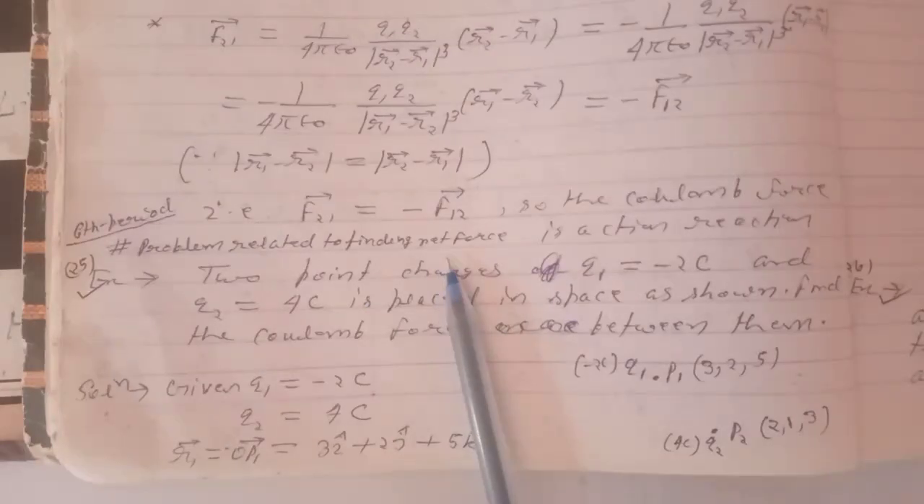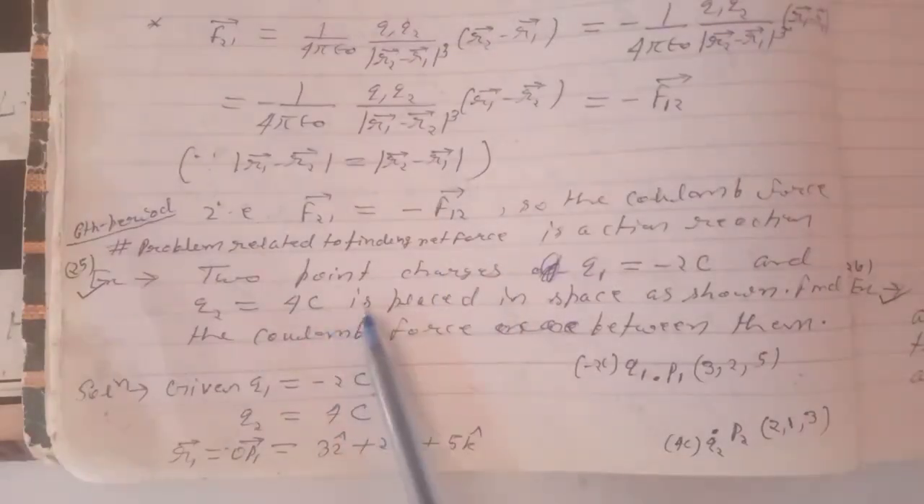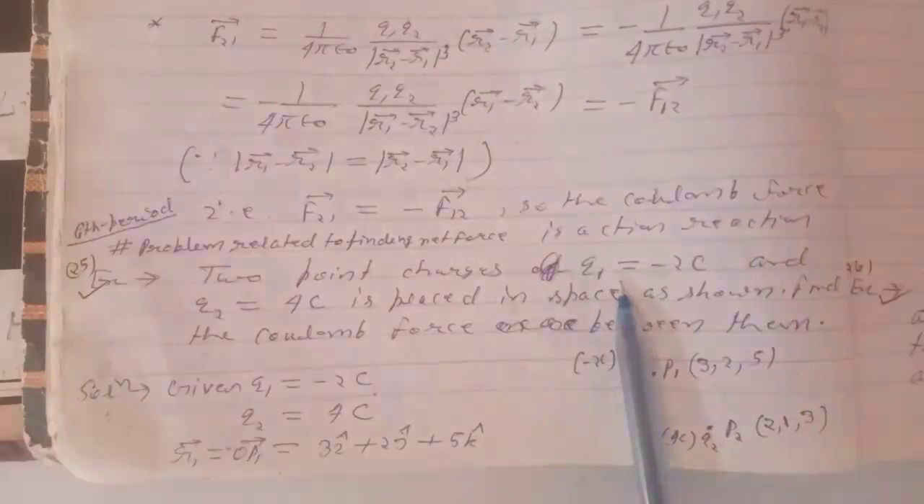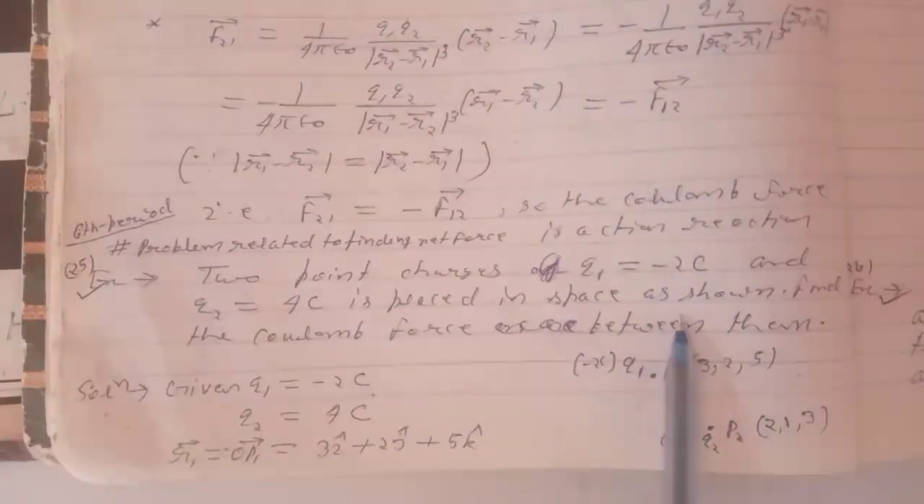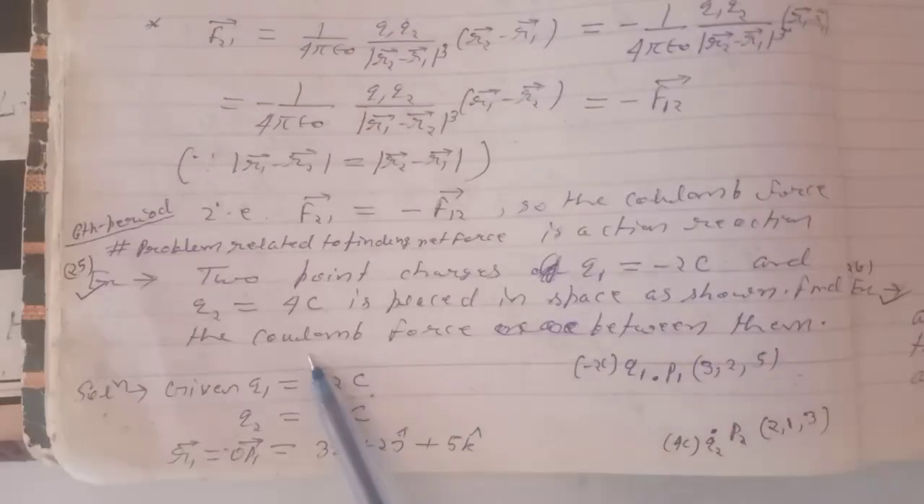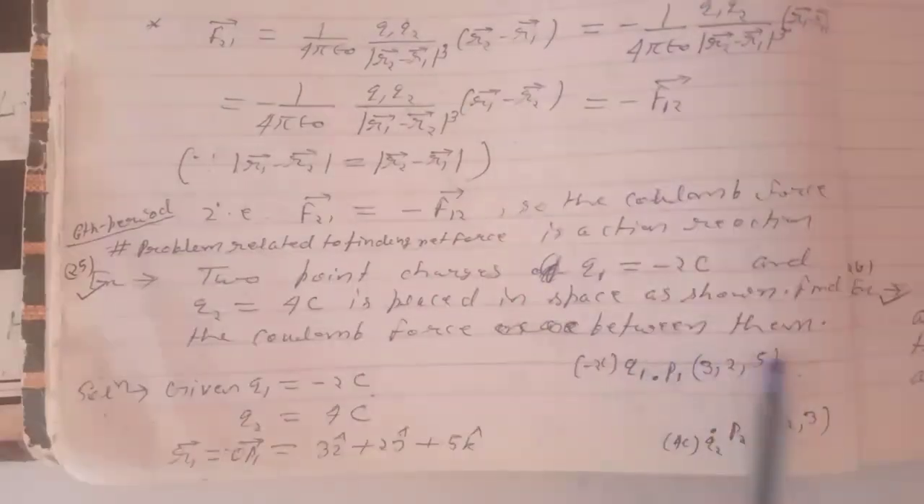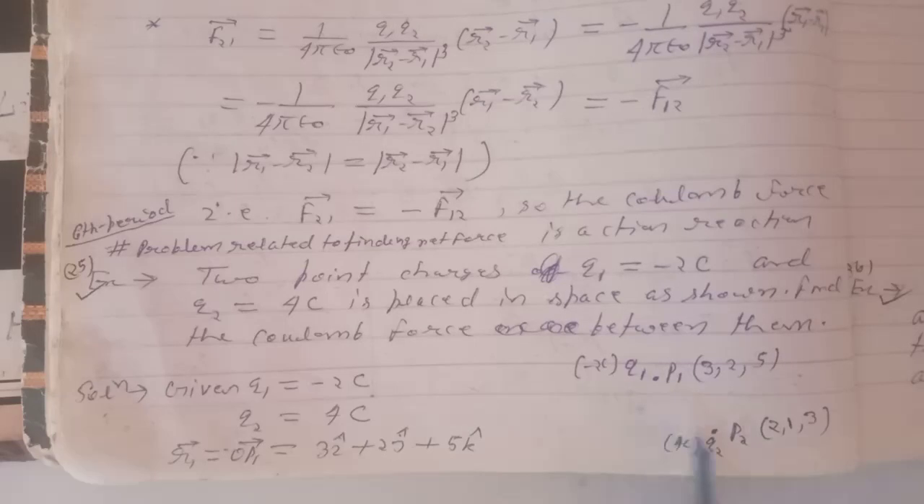Related to finding net force. Two point charges, Q1 equals minus 2 coulomb and Q2 equals 4 coulomb, are placed in space as shown. Find the Coulomb force between them. This is the space, P1 and P2.